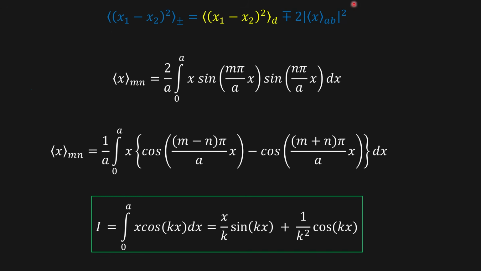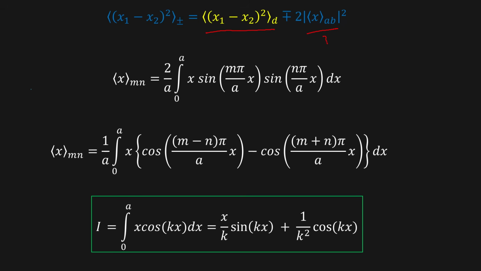Now we got this relation, and already we have calculated this one: the difference in the distance between particle 1 and 2 whole squared, the expectation value for distinguishable particles, minus or plus 2 times the modulus square of the expectation value of A, B. So this will be the interactive term. Now we have to calculate this one.